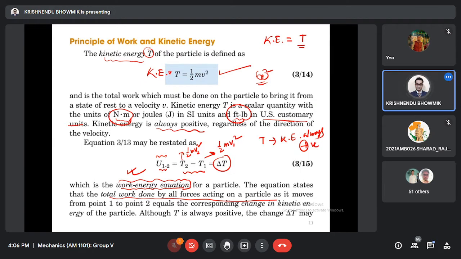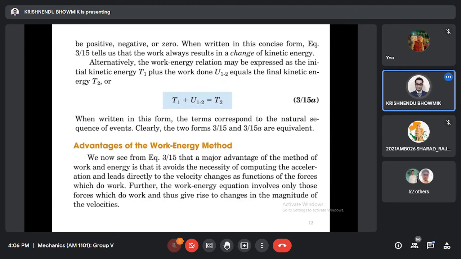When the applied force and displacement are both in the same direction, the work is positive. If they are in opposite directions, then it is negative. Now the same equation we can write as T1 plus U12 equals T2, or you can recall work done equals KE2 minus KE1. If you are comfortable with this instead of T, I have no issue. That expression is also fine.